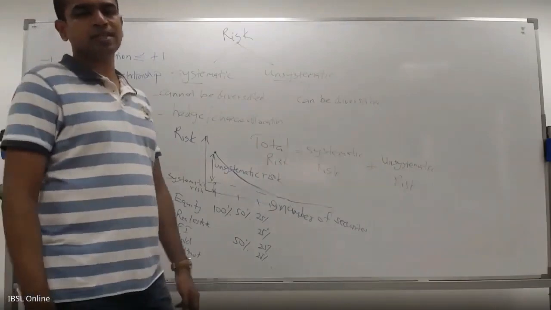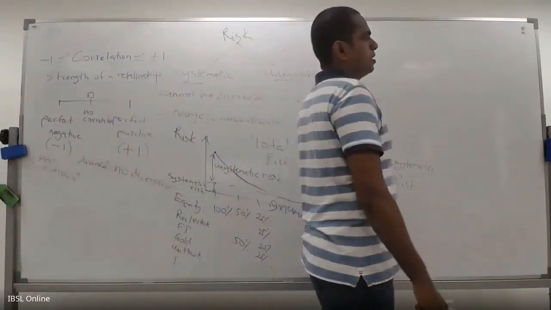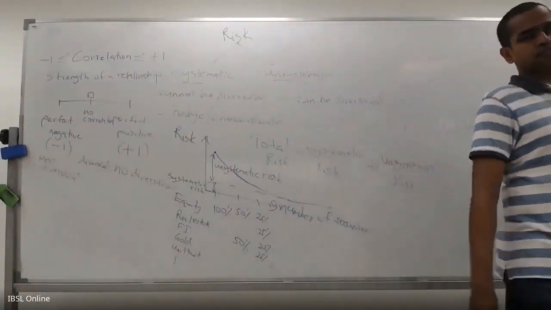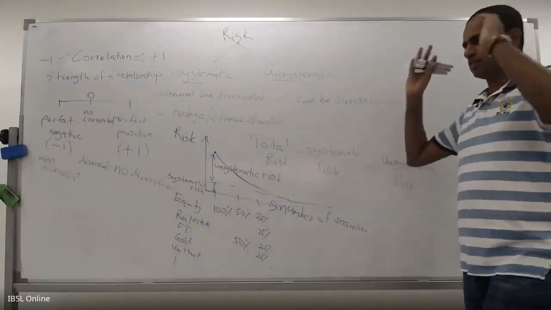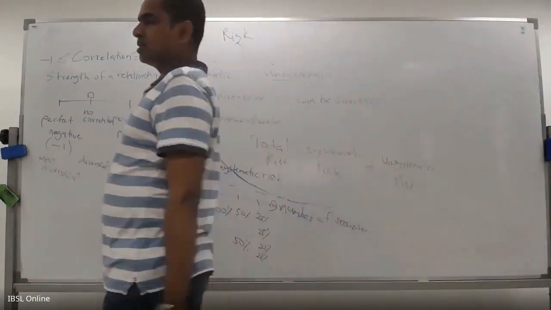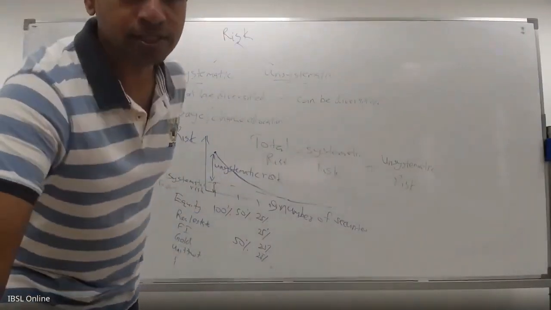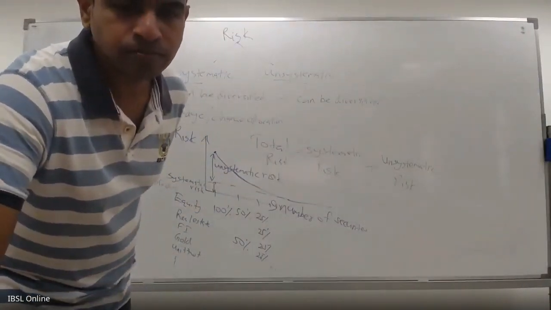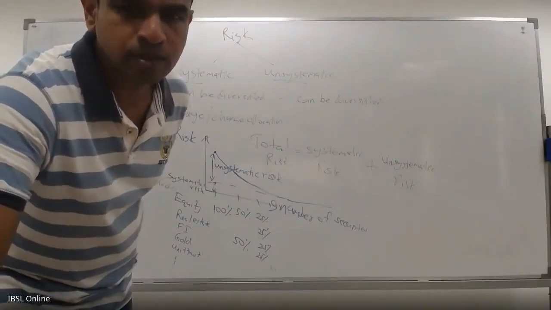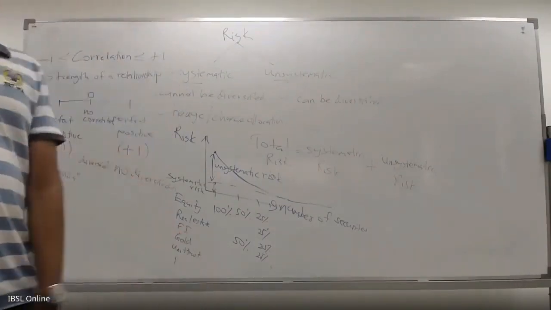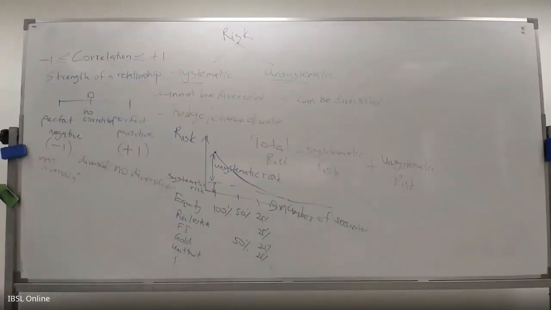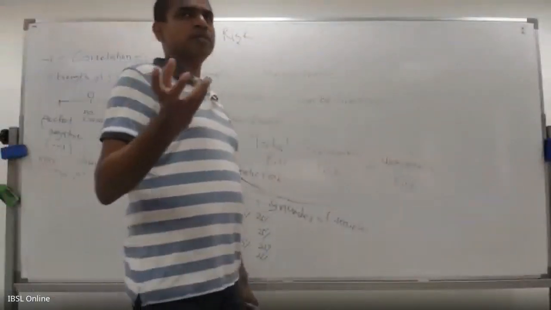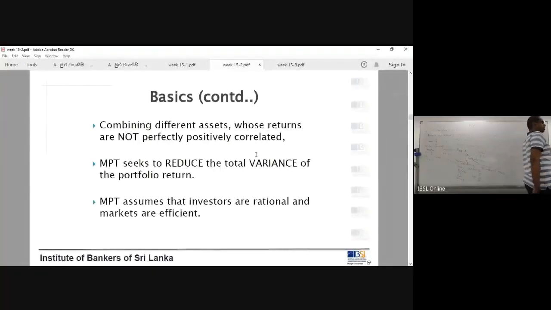It assumes that investors are rational and markets are efficient. So investors think rationally, logically, and markets are efficient. A rational investor would invest, remember what we discussed, for the highest return for a given risk or the lowest risk for a given return. That's a rational investor. And what do you mean by an efficient market?